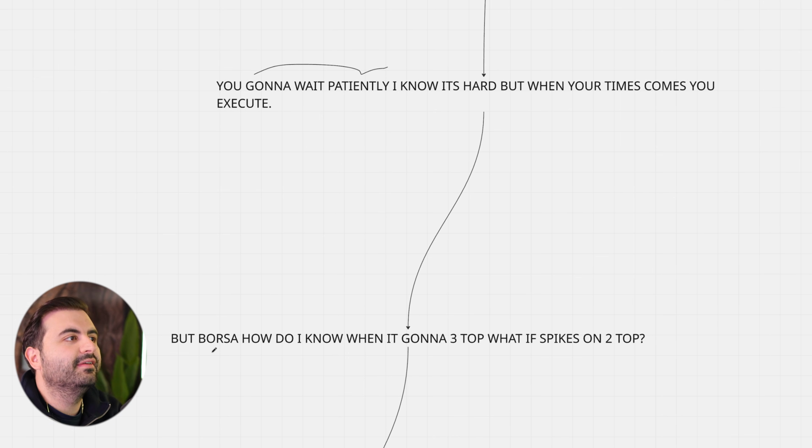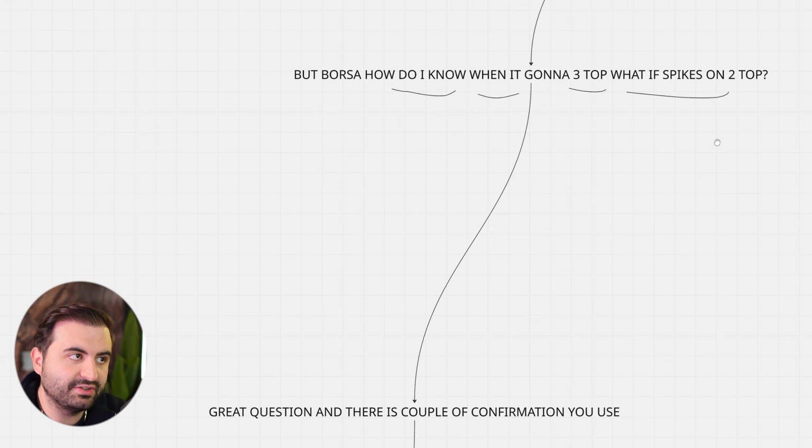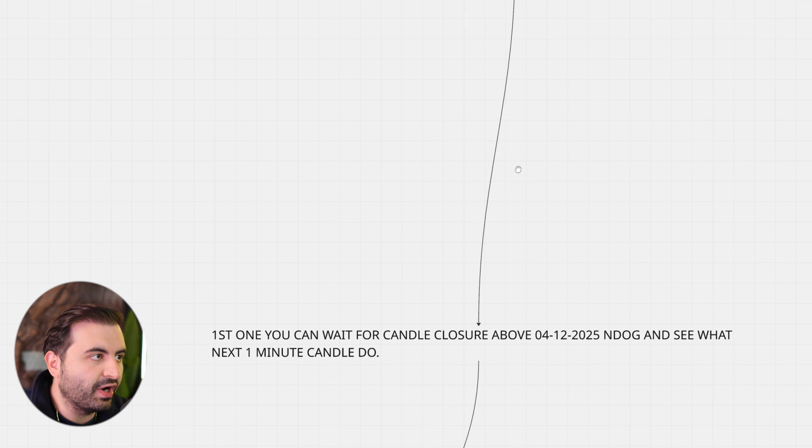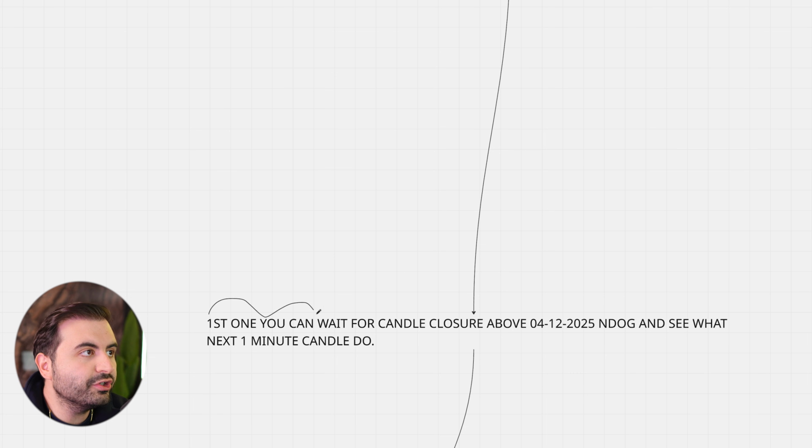But Borsa, I know this question. How do I know when it's gonna 3 top? What if it spikes on 2 top? That's a great question. And there's a couple of confirmations you can use, right? The first one is you can wait for candle closure above the new day opening gap.